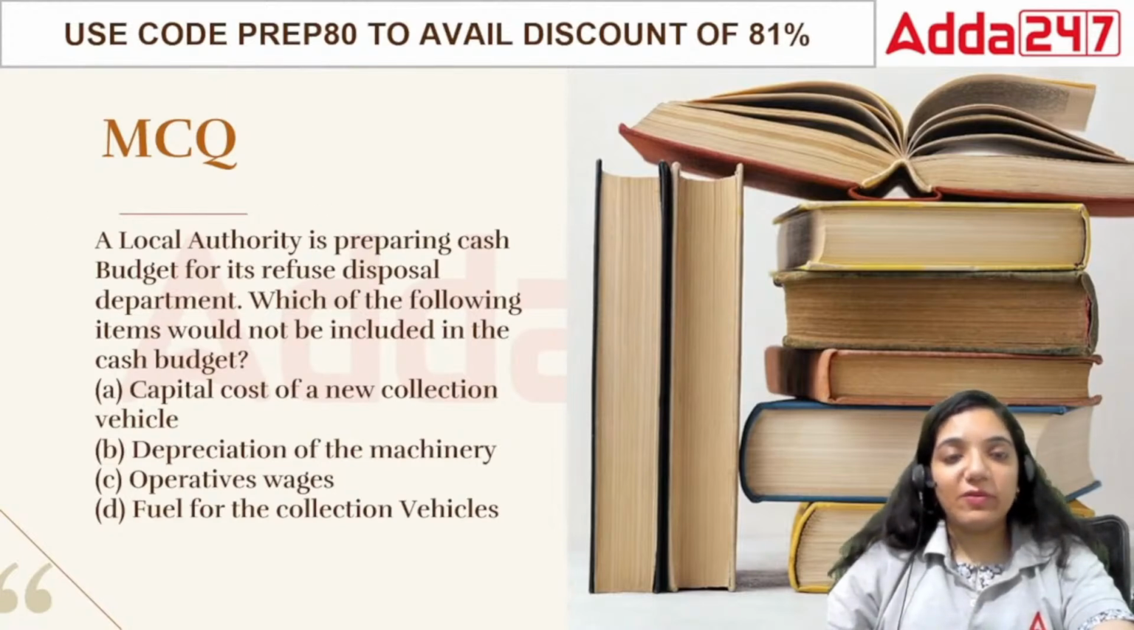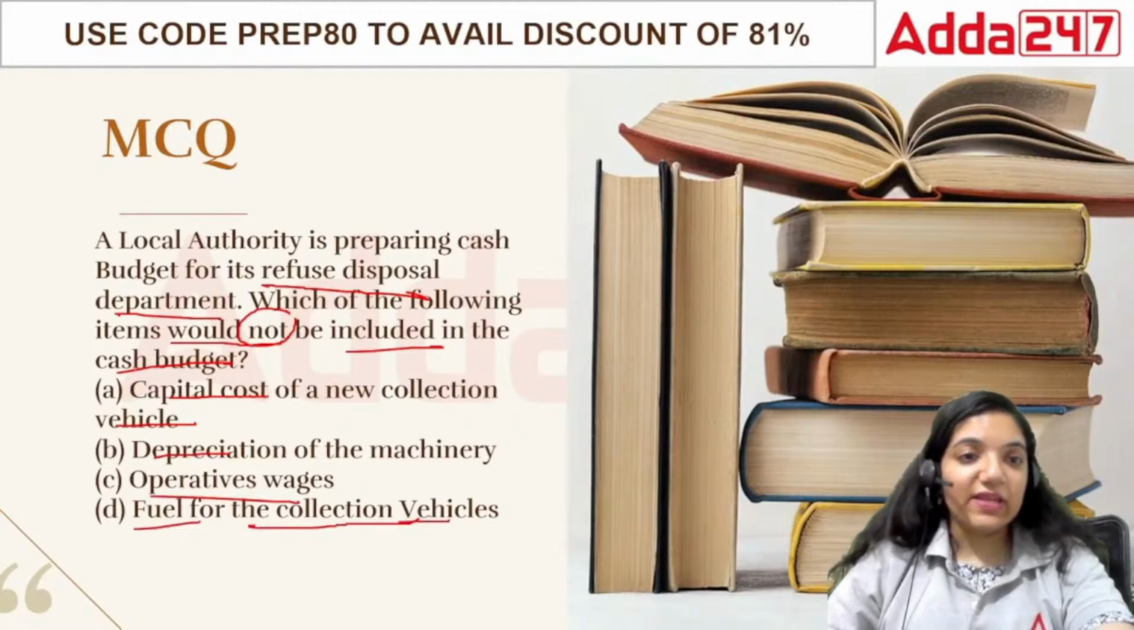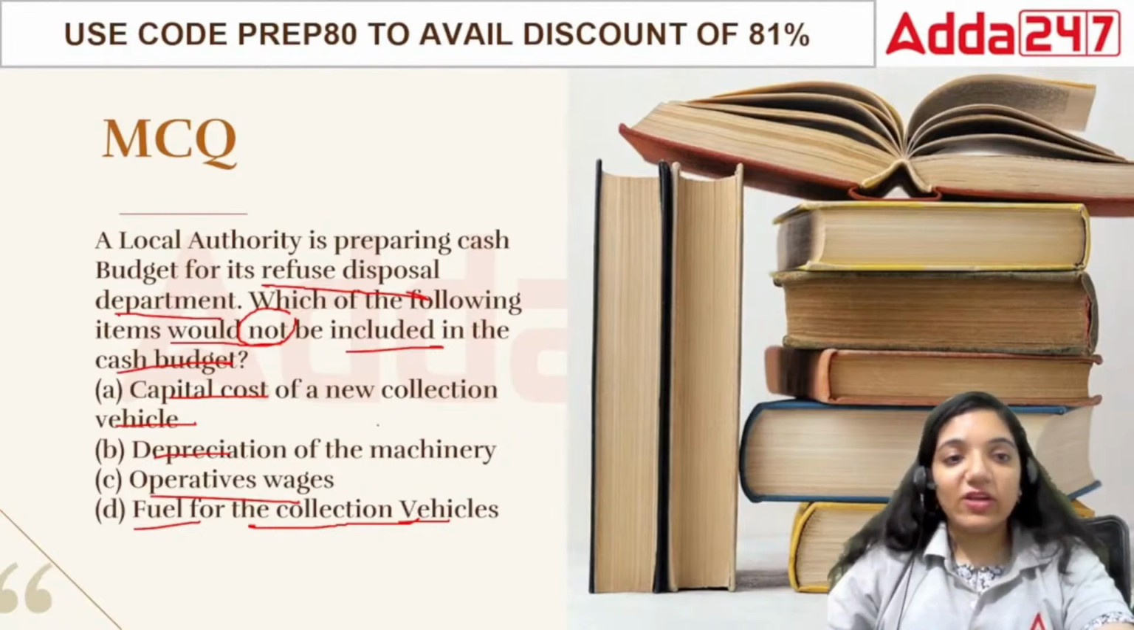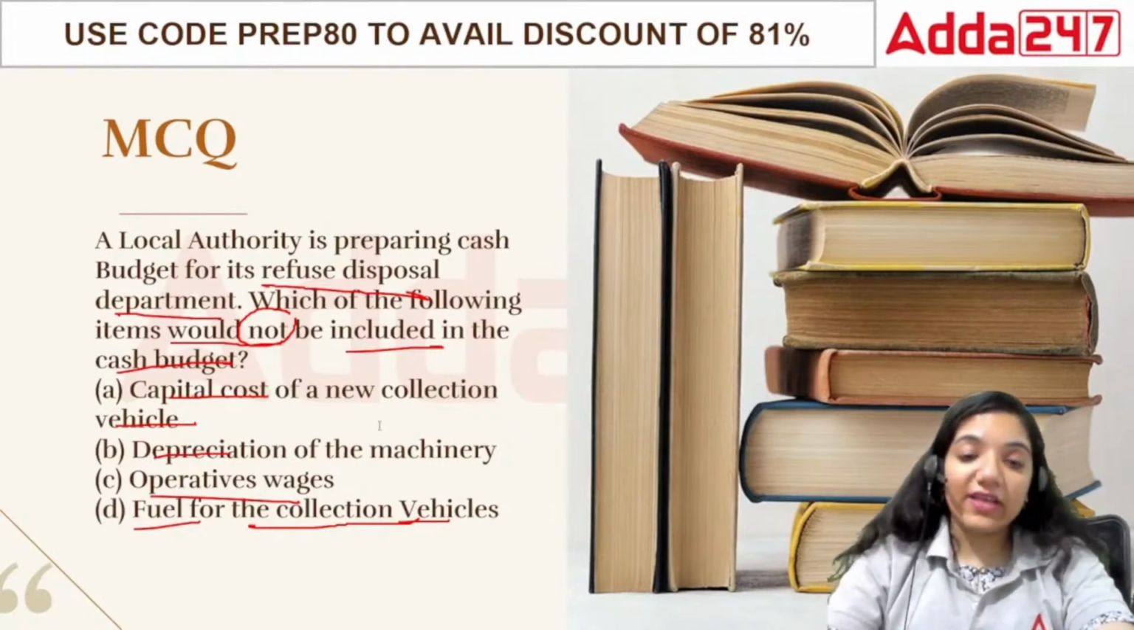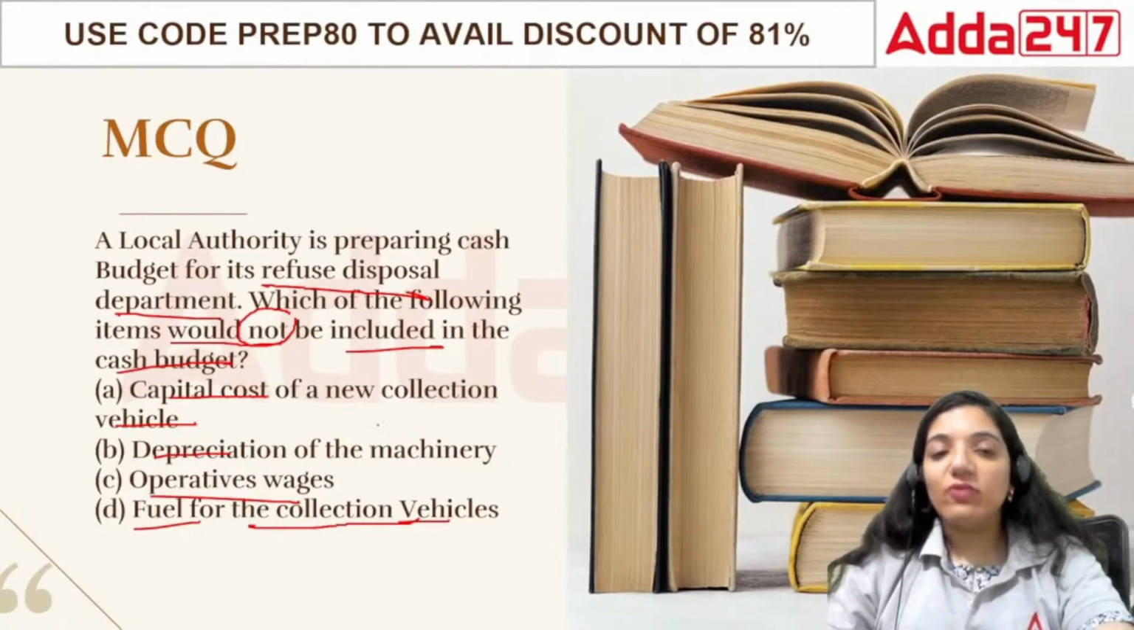A local authority is preparing a budget for its refuse disposal department. Which of the following items would not be included in the cash budget? Capital cost of new collection vehicle, depreciation of the machinery, operatives' wages, or fuel for the collection vehicles. So we are looking at the budget for the refuse disposal department. What is something that you will not include in the cash budget? Cash budget is basically something that relates to the day to day cash inflow and outflow in these cases.